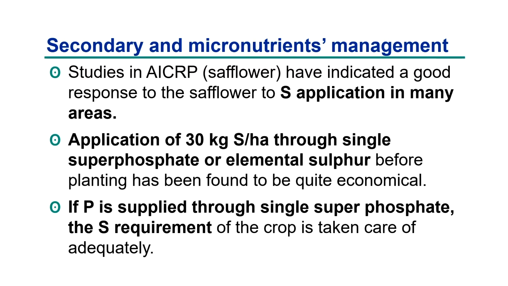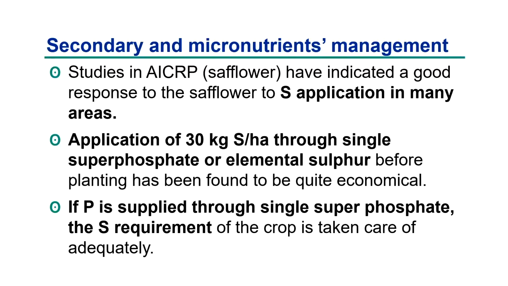Now we go to the secondary and micronutrient management. As you know, calcium, magnesium and sulfur are considered secondary nutrients, and there are 8 micronutrients which include zinc, boron, iron, manganese, molybdenum and so on. Studies under the All India Coordinated Research Project on safflower have indicated a good response of safflower to sulfur application in many areas. It is not just safflower.